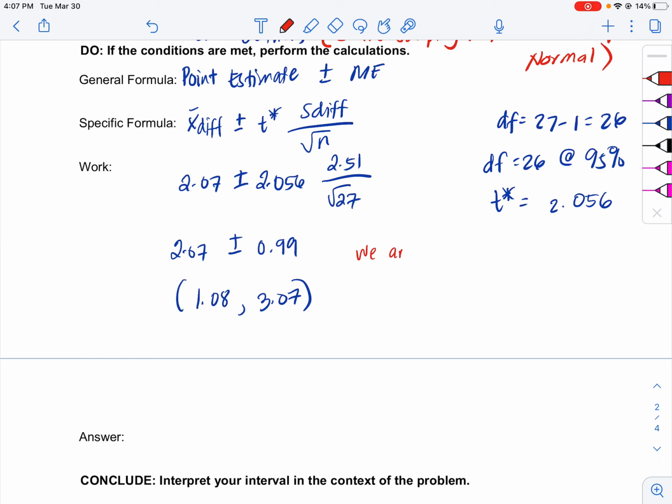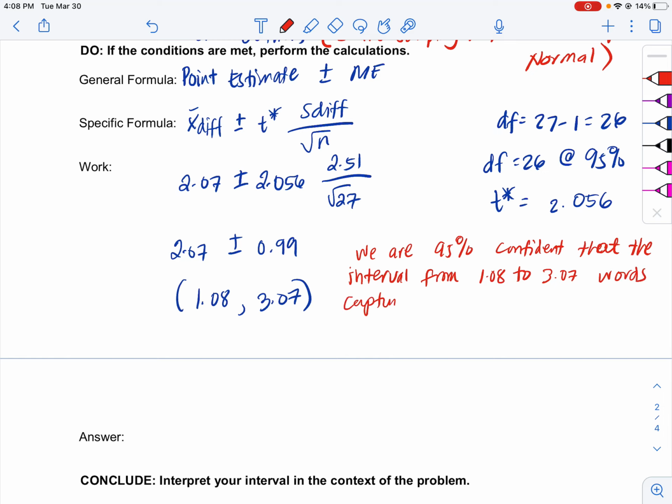So, we are 95% confident that the interval from 1.08 to 3.07 words. You need to make sure you put your label. If it's minutes, it's minutes. If it's words, it's words. Captures the true mean difference, not the true difference in means, okay? True mean difference in words.